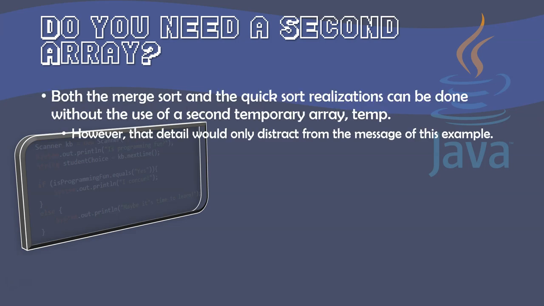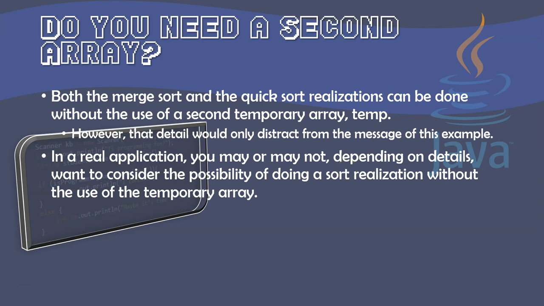With both the merge sort and the quicksort, these things can be done without the use of a second temporary array, which we had called temp in our code. However, the detail of this is really a distraction from the message we're trying to talk about with this example. In a real application, depending on the details, you may want to consider the possibility of doing some kind of sort realization without the use of a temporary array.